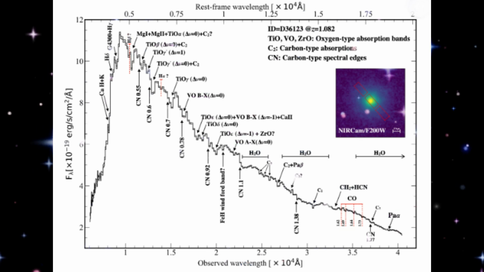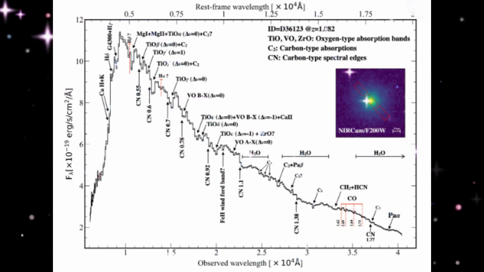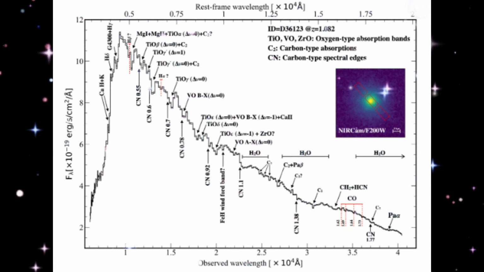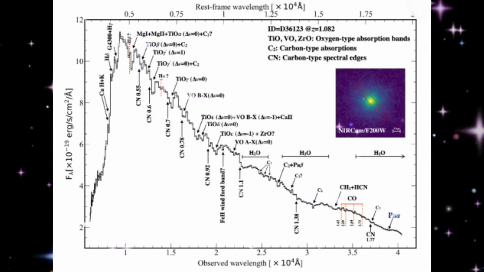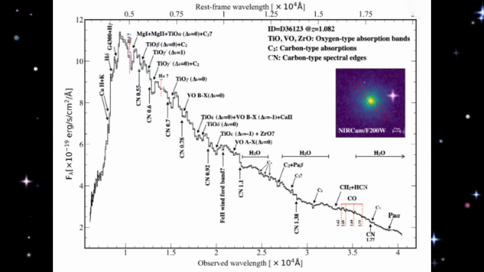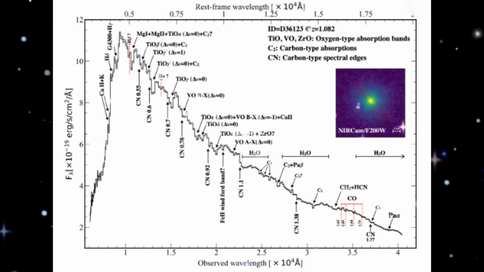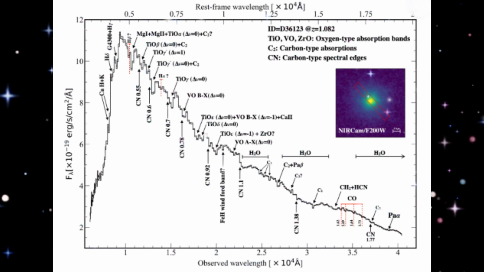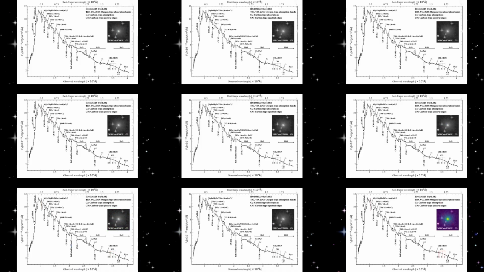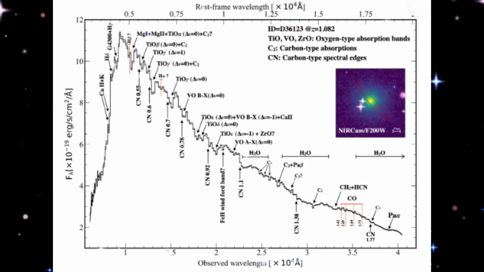Among these, one galaxy, designated D36123, stood out for its exceptional brightness and the superior quality of its spectrum. This marks the first-ever detection of distinct AGB star features in distant galaxies, including prominent absorption bands associated with oxygen and carbon-rich stars, spectral discontinuities, and rare elemental features.